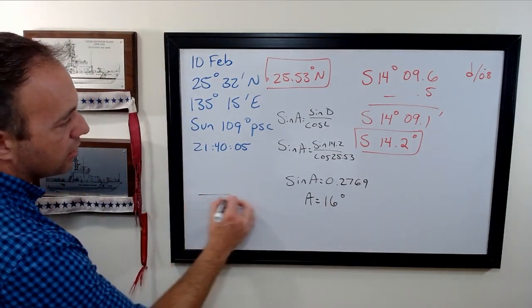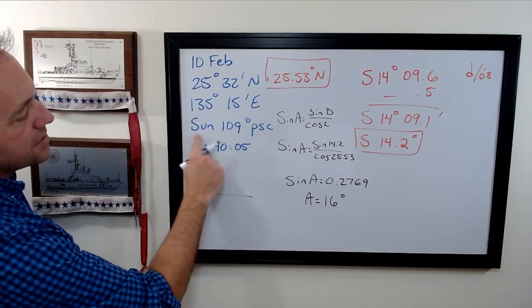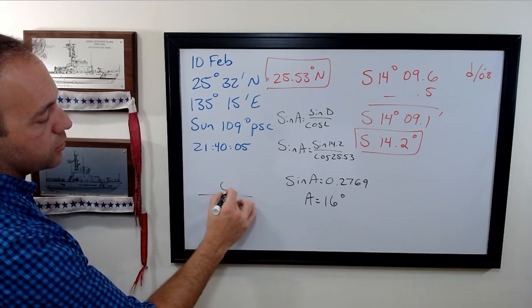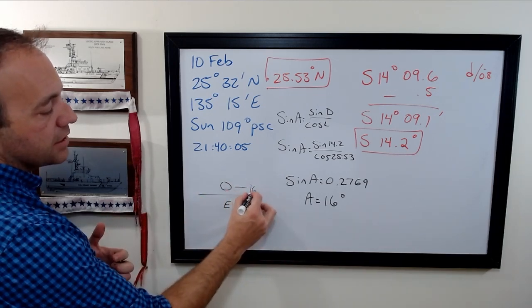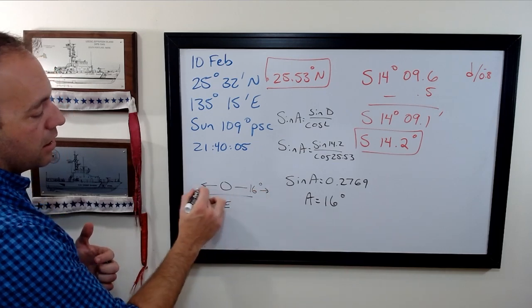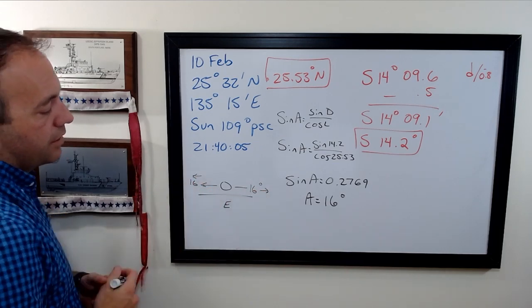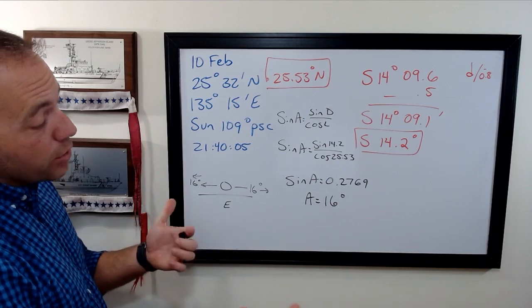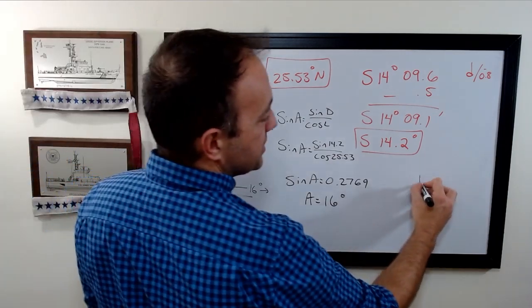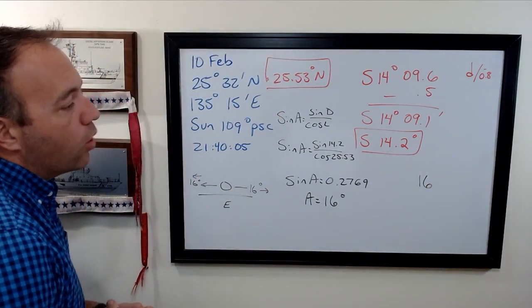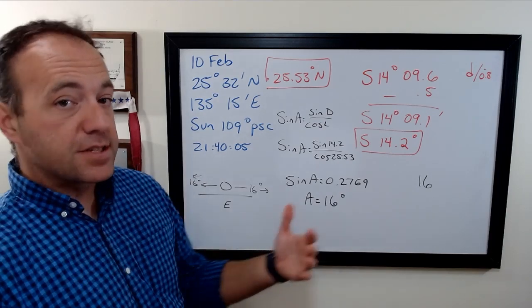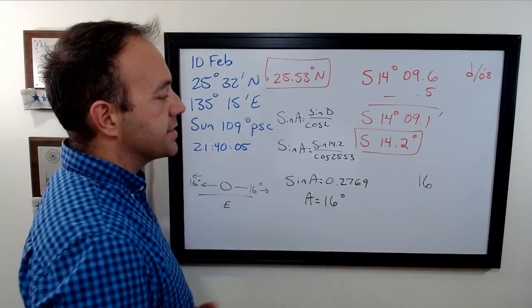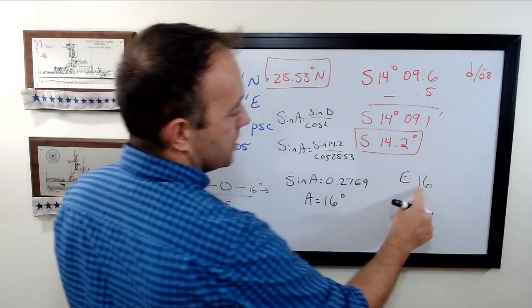So what's that telling us? Well, this is a case of sunrise. So normally the sun would be right to the east, right? And we're deviating from it 16 degrees, either that way or that way. So we've got to figure out which is which. So amplitude is 16. And what is the prefix? The prefix goes with the sunrise or the sunset. So for sunrise, it's east, 16 degrees.